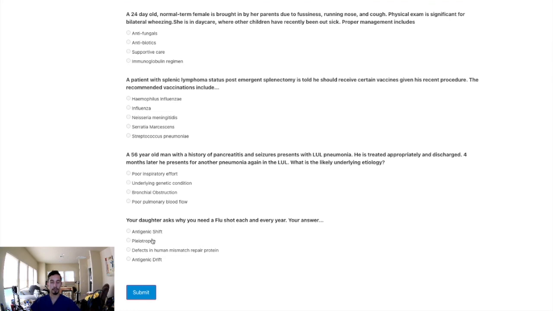Pleiotropy is when one gene affects multiple phenotypic traits, so that's not really related to this. And then defects in human mismatch repair proteins, you can think about things like Lynch syndrome, among other things, but in this case, not the reason you need a flu shot every year.